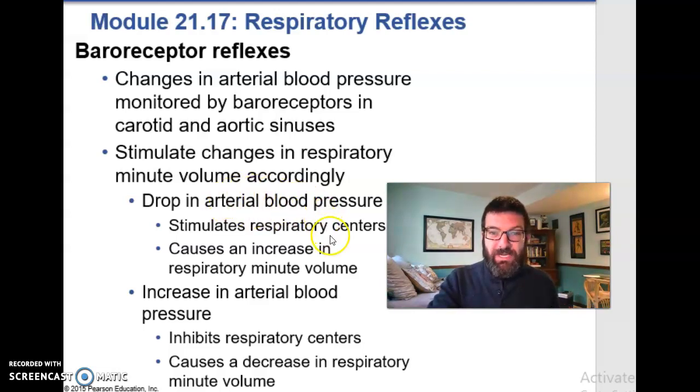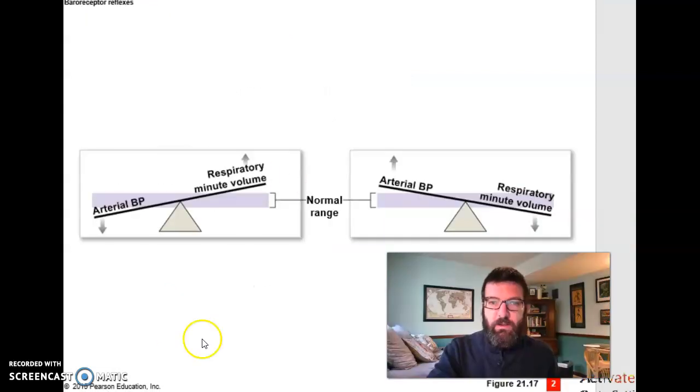But you're also going to want to increase your breathing rate, because if you're not getting as much blood to your tissues, you want to make sure that the blood you are getting to those tissues is full of oxygen. And so a drop in arterial blood pressure will mean an increase based on a reflex of your respiratory minute volume, of your breathing rate. You're going to breathe more frequently. You're going to breathe deeper. An increase in arterial blood pressure will inhibit those respiratory centers and cause you to slow down your breathing and to breathe more shallowly. And these go back and forth almost like a seesaw, right? As your arterial blood pressure drops, your respiratory minute volume goes up to make up for that lack of blood flow.